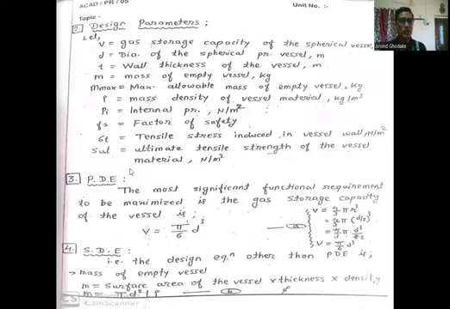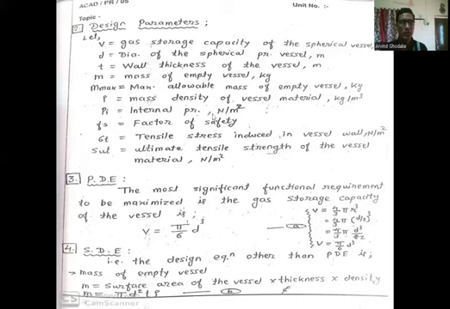Next, design parameters. In the second step we discuss the design parameters for the pressure vessel. Let V be the gas storage capacity of the spherical vessel in meter cube, that is volume. D is the diameter of the spherical pressure vessel in meter. T is the wall thickness of the vessel in meter. M is the mass of the empty vessel in kg. M max is the maximum allowable mass of the empty vessel in kg. Rho is the mass density of the vessel material in kg per meter cube.